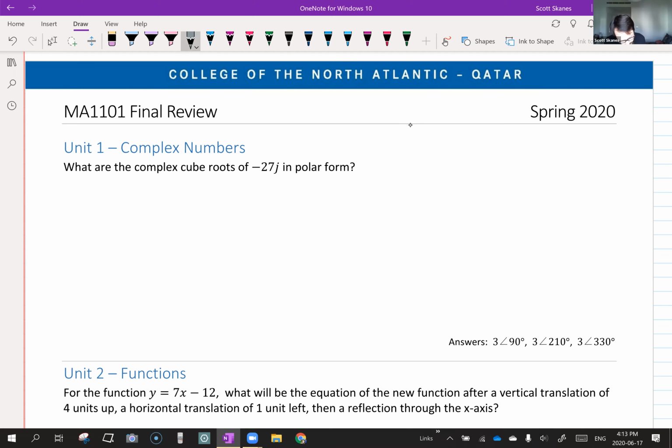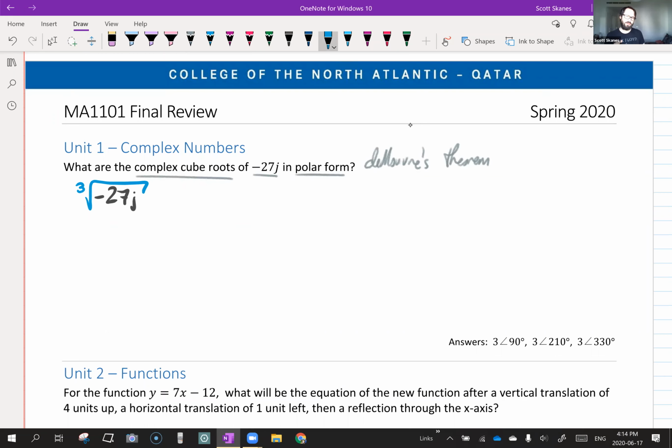So it says it wants the complex cube roots of this in polar form. First things first, we're going to end up using what's called de Moivre's theorem, which you might remember. It has to do with polar form and exponents. So let's just get to the main points. I have the number negative 27j. That's a complex number. And the question wants the cube roots.